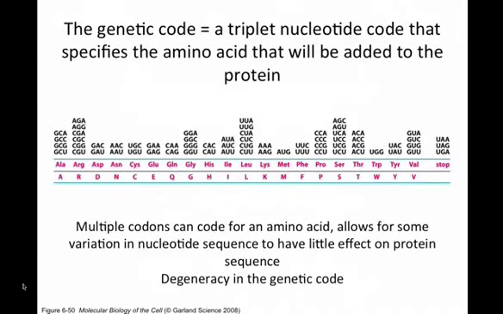Another thing to notice: M, methionine, only one codon, right? AUG, that's your start. And then there's UAA, UAG, UGA, those are your stop codons. Those are good things to know.